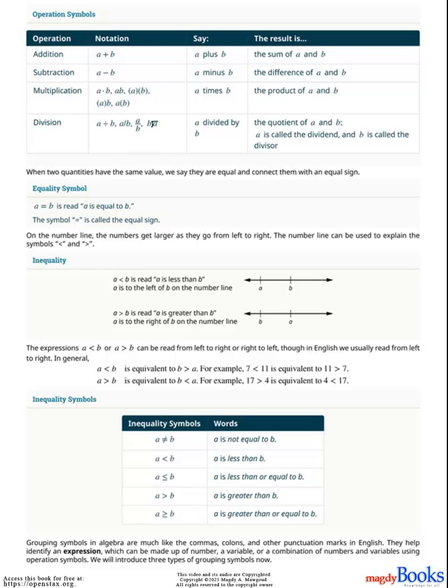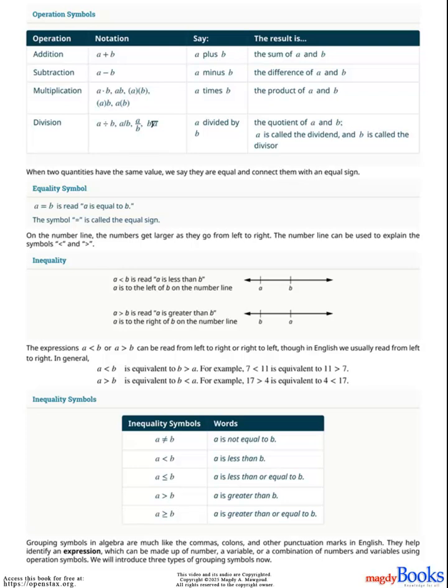F. Inequality symbols. Words. a not equal to b: a is not equal to b. a less than b: a is less than b. a less than or equal to b: a is less than or equal to b. a greater than b: a is greater than b. a greater than or equal to b: a is greater than or equal to b.